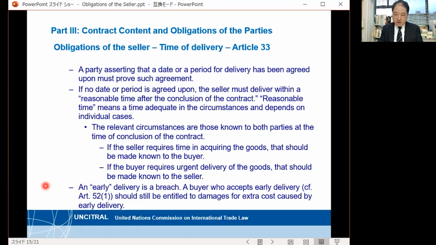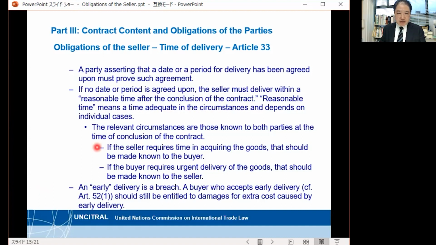So delivering before the time agreed in the contract, that is not a performance that complies with the contract. Therefore, that is a breach of the contract, and therefore the remedies that are available to the non-breaching party are also available here. Or in this case, it will be the buyer who will be resorting to remedies. Okay.